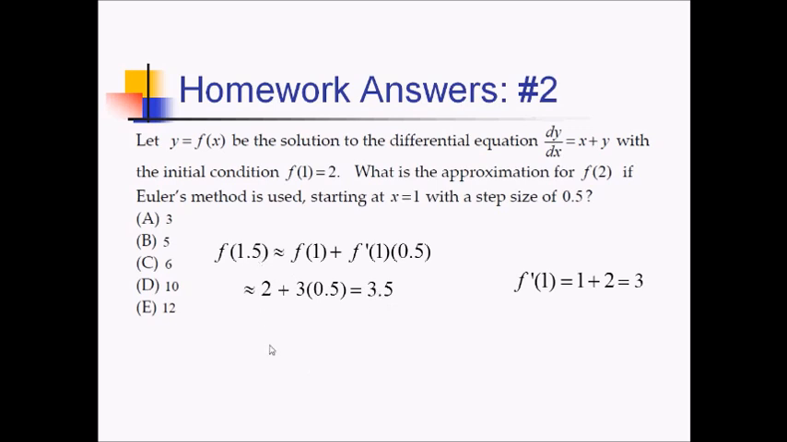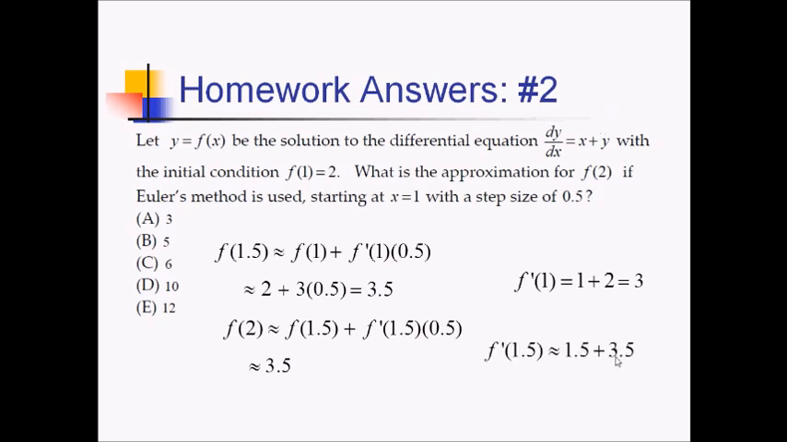Now we're going to find f of 2, and we're going to use our value at 1.5 plus the derivative at 1.5, which we're also going to have to estimate now because we're using an estimated y value, and we still have a step size of 0.5. So at 1.5, our estimated value there was 3.5. And now to get f prime of 1.5, we're going to use an x value of exactly 1.5 in the x up here. But now we have to use our approximated y value of 3.5. So we're doing 1.5 plus 3.5 if we're doing x plus y.